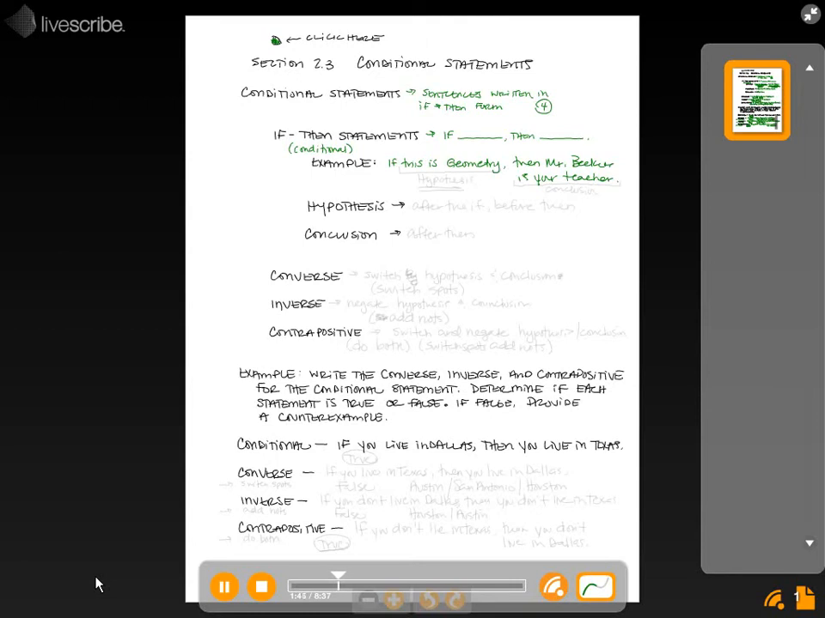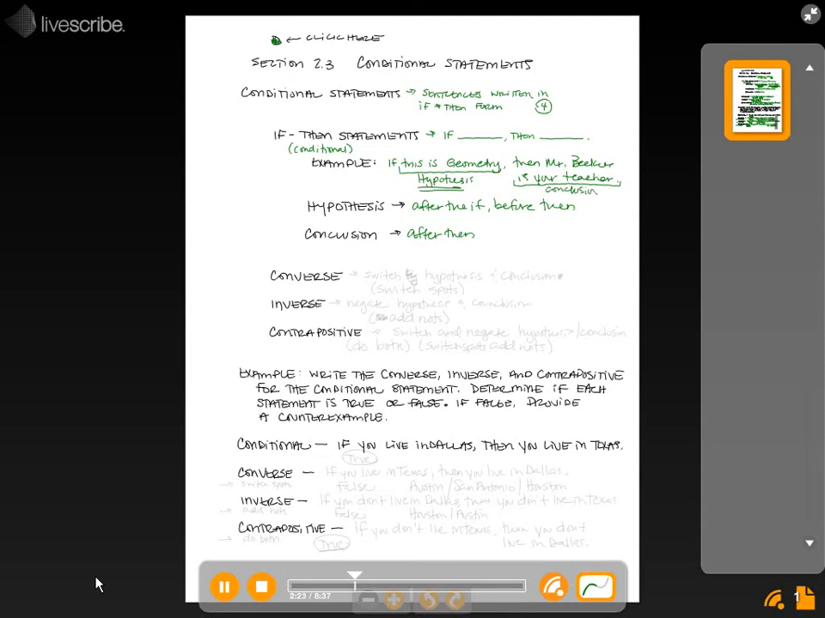Now, the hypothesis of the if-then statement is what's after the if, but before then. Okay? So for our hypothesis, we're going to go back up to our first example. This is geometry. That's our hypothesis. Okay? Because it's what's between the if and the then. The conclusion is what's after the then part. So for our example, the conclusion would be Mr. Beckers is your teacher.